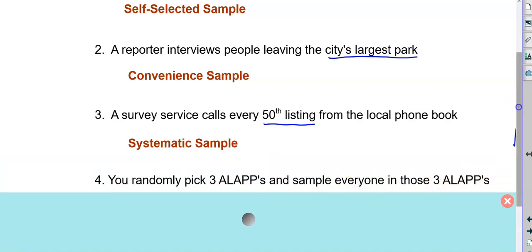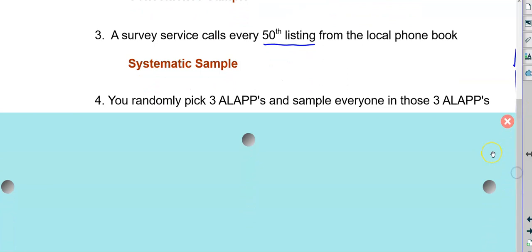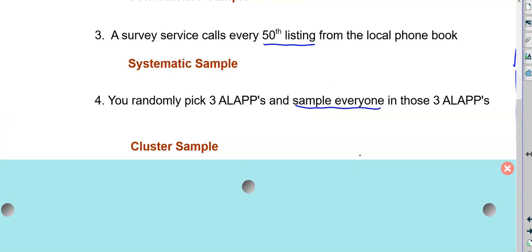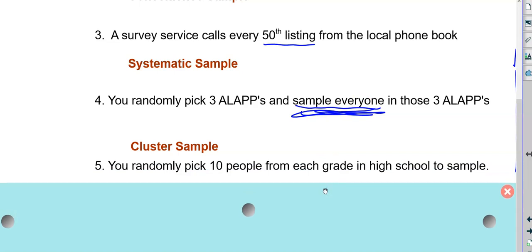So typically ALAPs, I think, are by grade level. So you're trying to pick representative samples, I guess. And so you sample everyone. So that's the key. So that would be a cluster type of sample because you sampled everyone in the ALAP. You pick 10 people from each grade.